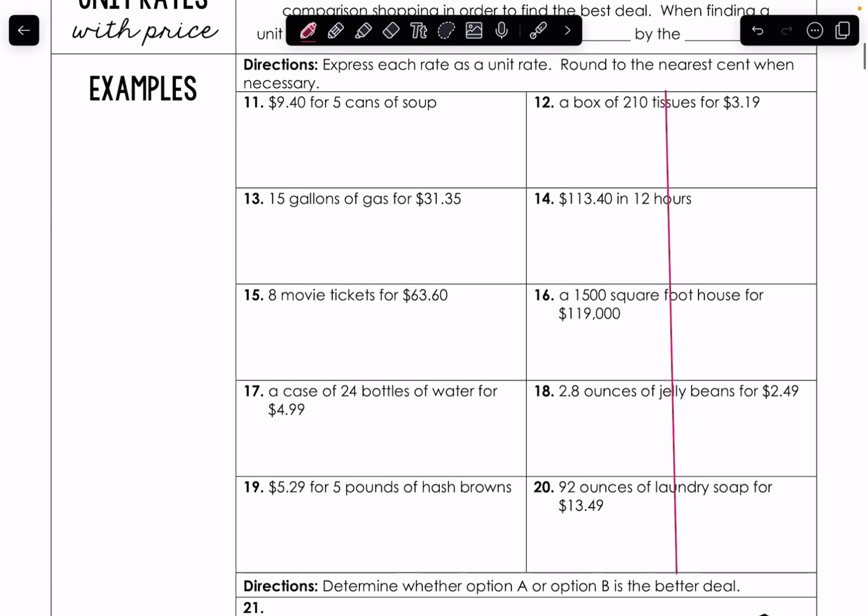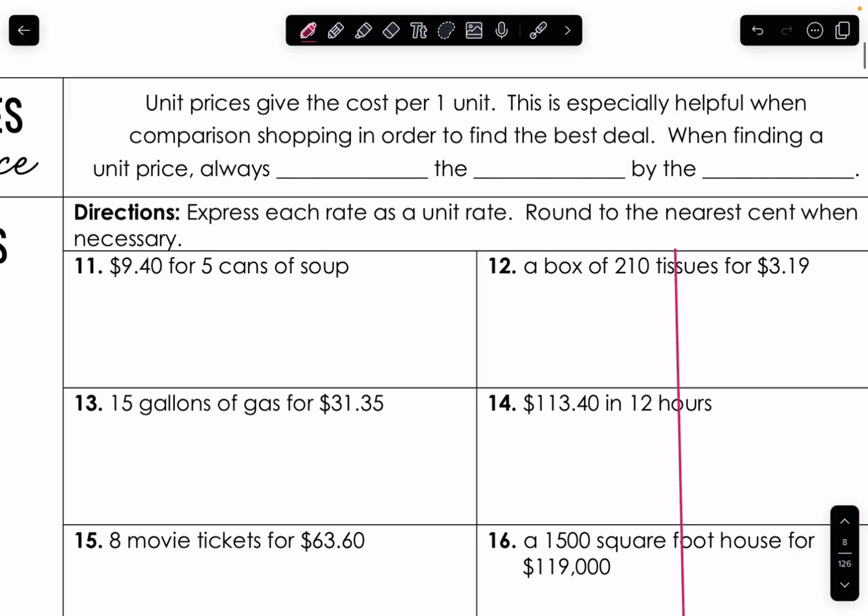So 12 through 20, with the even side we're going to cross out, and then you guys will finish some up as well on your own.